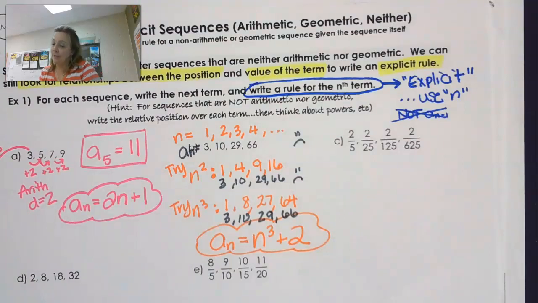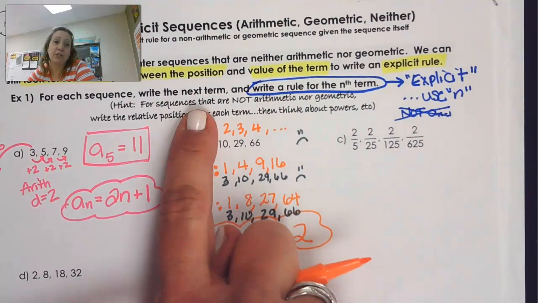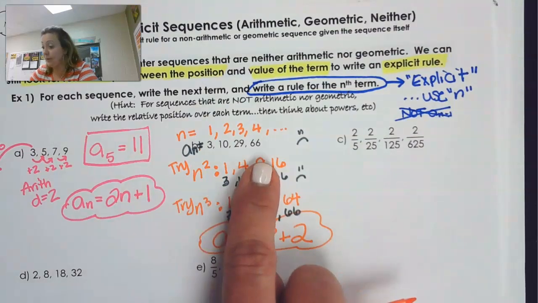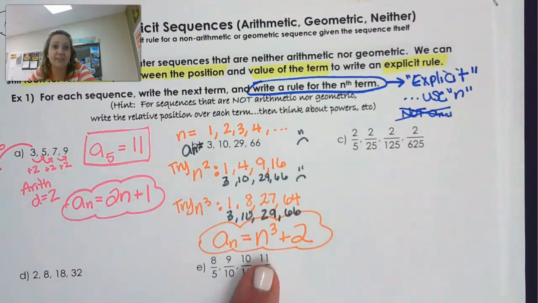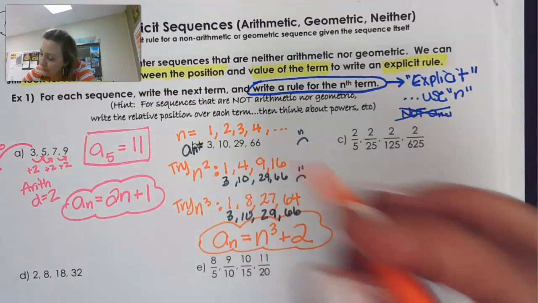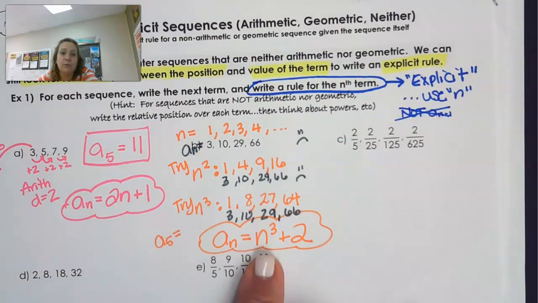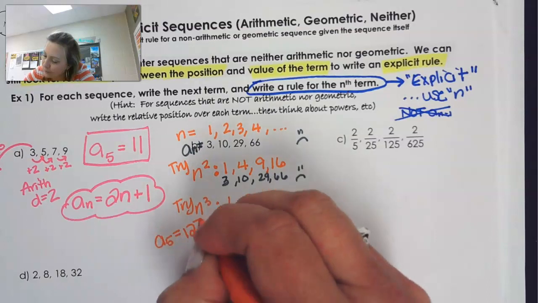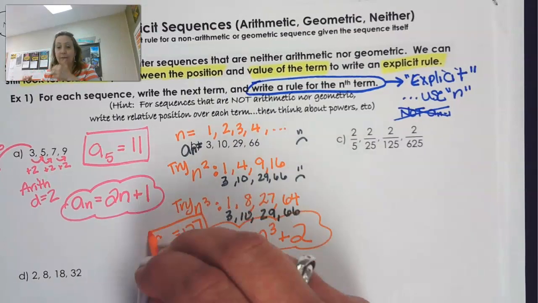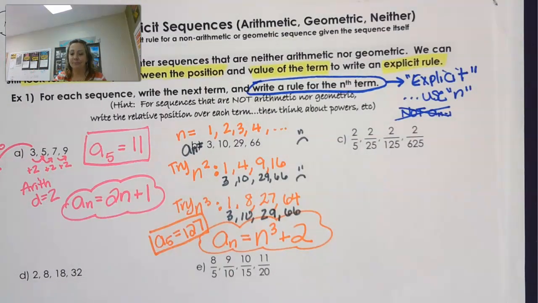Now, the only other thing that we haven't done yet is the next term, because we had trouble. But now that we have a rule, it should be really easy for us to find our next term. What we can do is find our a sub 5. Now that we have a rule, we're just going to take 5 cubed, which is 125, plus 2, which is 127. So that will be my next term.